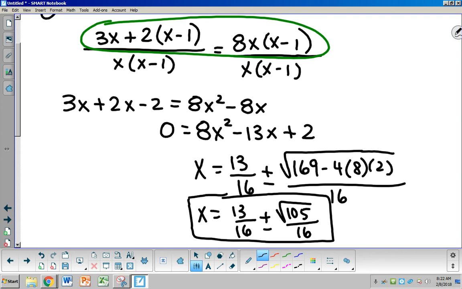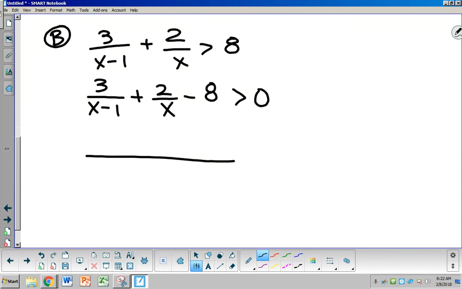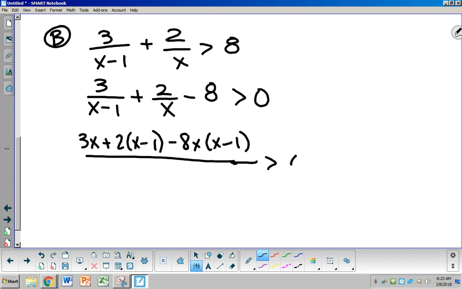Well, if we move this over to the other side, though, it's going to be different. Because if we move the 8 over this way, let's do it all together. So this is going to be 3x plus 2 times x minus 1 minus 8x times x minus 1. I'll show you what I mean.